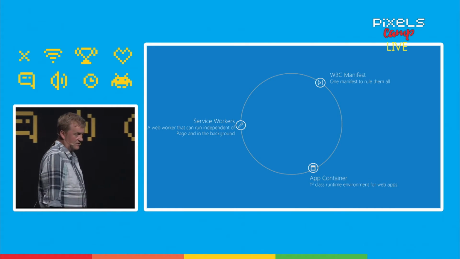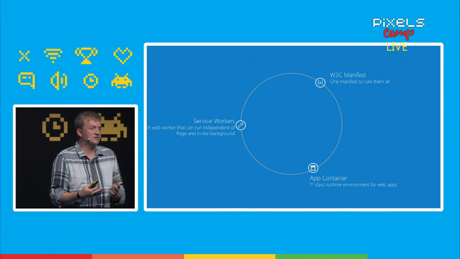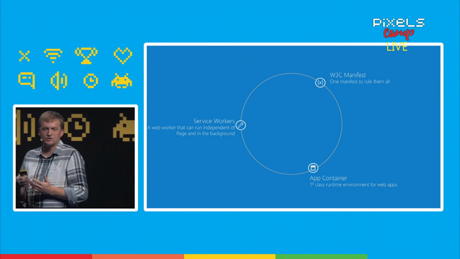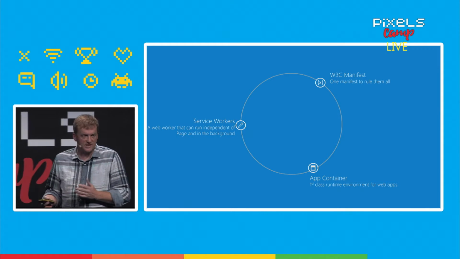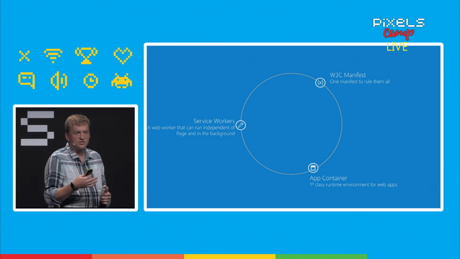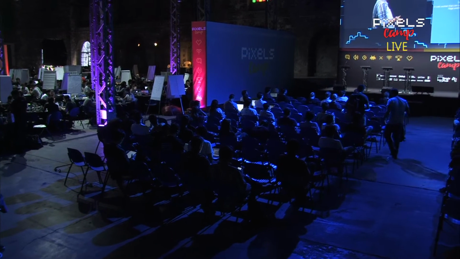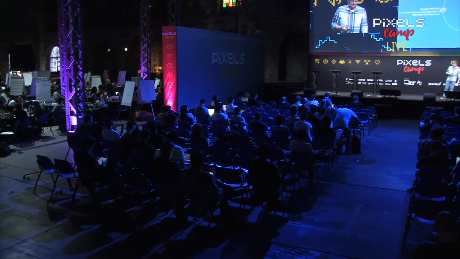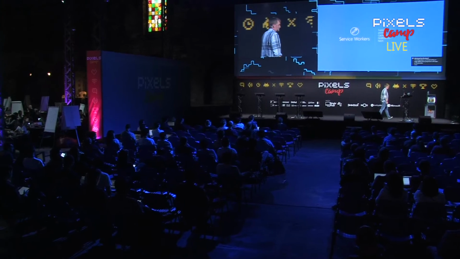The third thing that we're going to talk about is the app container. The app container talks about how we present these progressive web apps to the users. It talks about how they integrate with the operating system, how you install them and how you uninstall them, and how the user can experience that. So let's start out and talk about service workers.